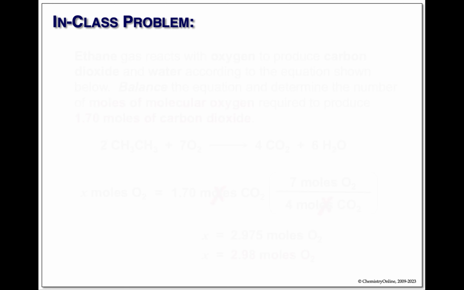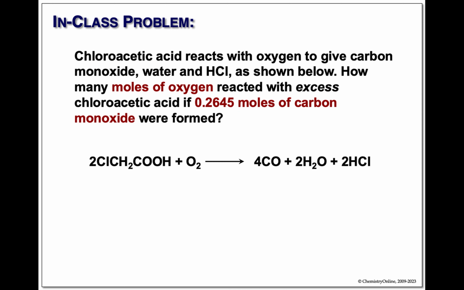Let's do yet another one. This is chloroacetic acid reacting with oxygen to give carbon monoxide, water, and HCl. We're looking for moles of oxygen. We have excess chloroacetic acid, and we have 0.2645 moles of carbon monoxide.